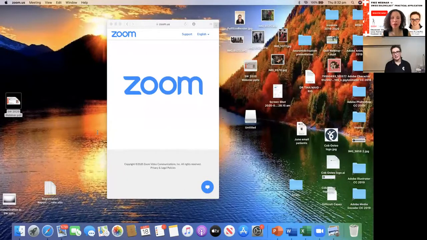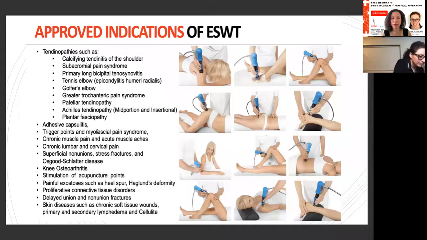So I can see your screen, and yes, now we can see your screen with the approved indications. Perfect. Yes. Okay. All right. So the tendinopathies that are on the list here.